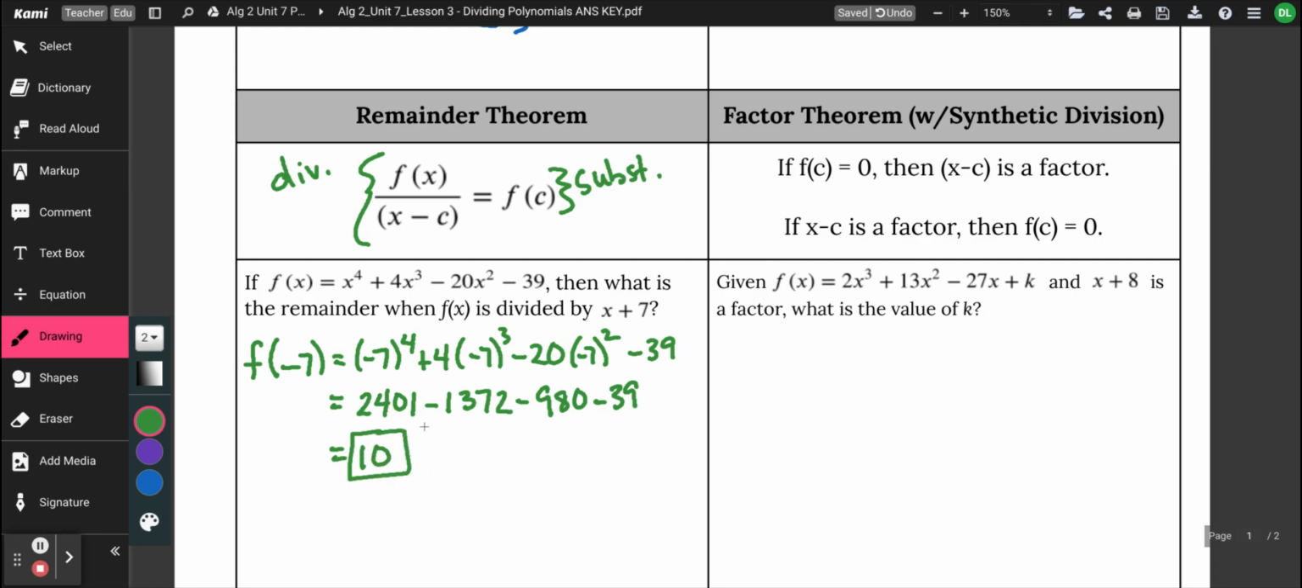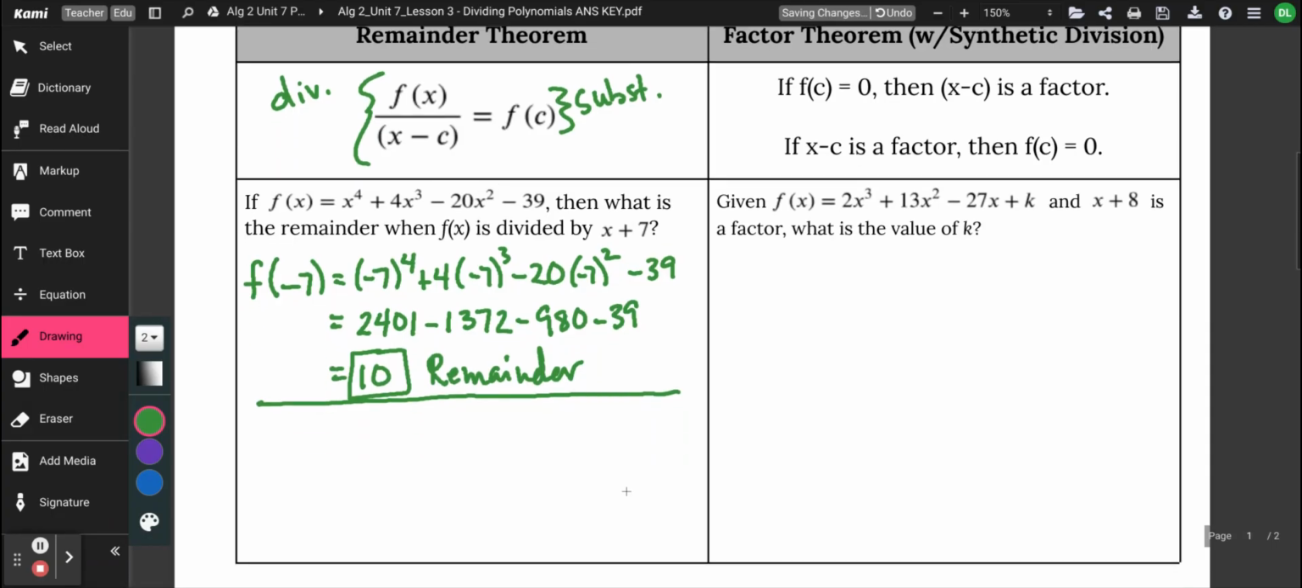So the remainder theorem says that if I solve for c and substitute that into my factor, this should be my remainder. Let's check it. I'm going to do synthetic division. You could do long division if you want to, and you'll get the same answer.